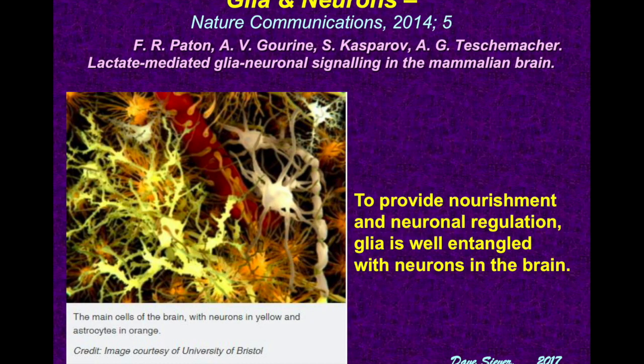And here's a picture of astrocytes and such. Take a look at this. Look how intermingled it is with neurons. Astrocytes are in orange, neurons are in yellow. And the astrocytes are entangled with the neurons, such as to provide nurturing and signaling, and dopamine and glutamate, also norepinephrine, which is the brain's adrenaline.